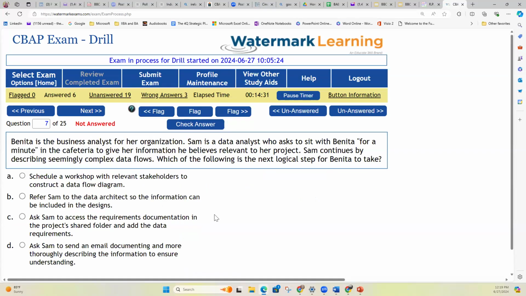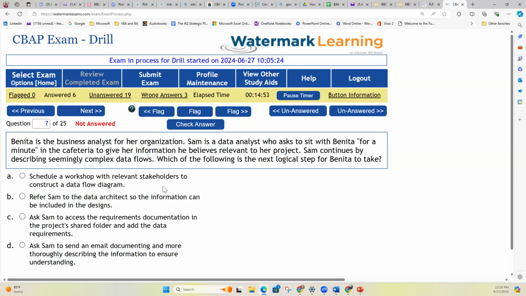Different way to learn. Benita is the business analyst for her organization. Sam is the data analyst who asked to sit with Benita for a minute in the cafeteria to give her information he believes relevant to her project. Sam continues by describing seemingly complex data flows. Which of the following is the next logical step for Benita to take?